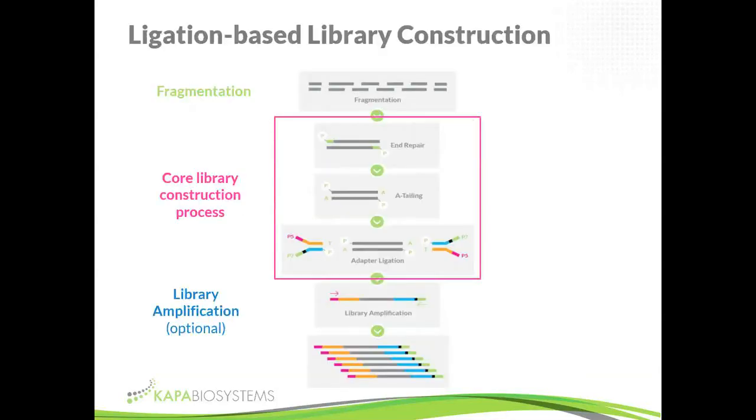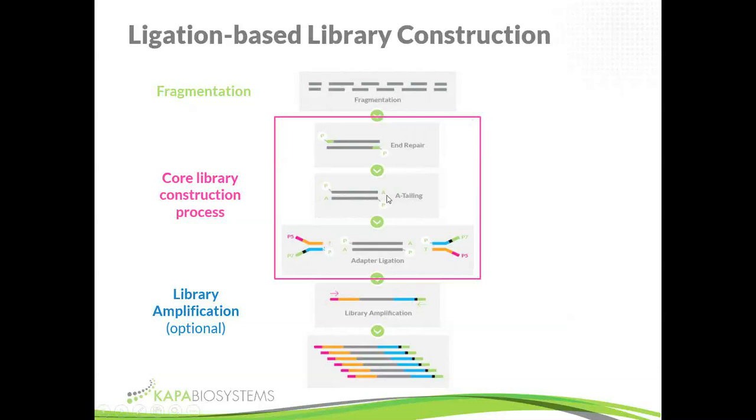We've talked about fragmentation in quite a bit of detail. The core library construction process in the ligation-based library prep method consists of three enzymatic steps: end repair, in which fragmented DNA is blunt-ended, so any overhangs left by the fragmentation method are filled in, and then phosphorylated, so that we create the right chemical structure for double-stranded DNA ligation. Because Illumina adapters have a T overhang, we A-tail the DNA fragments to facilitate the ligation process and make the ligation a little bit more efficient.